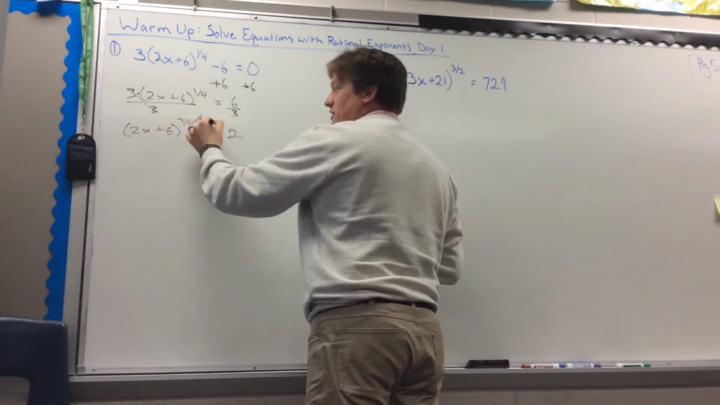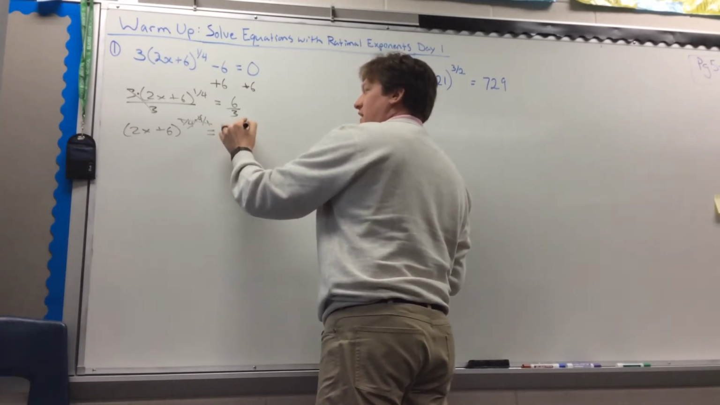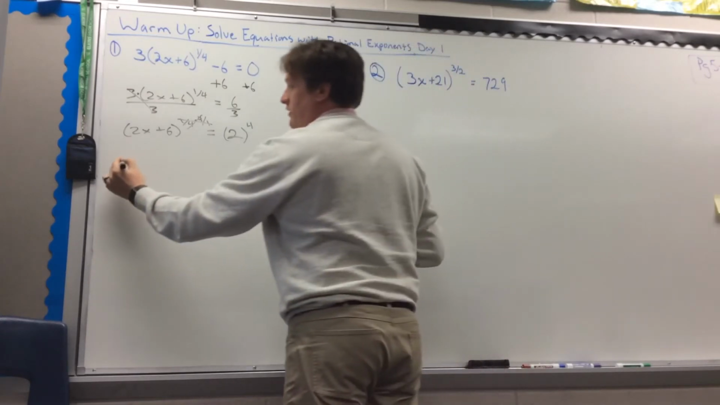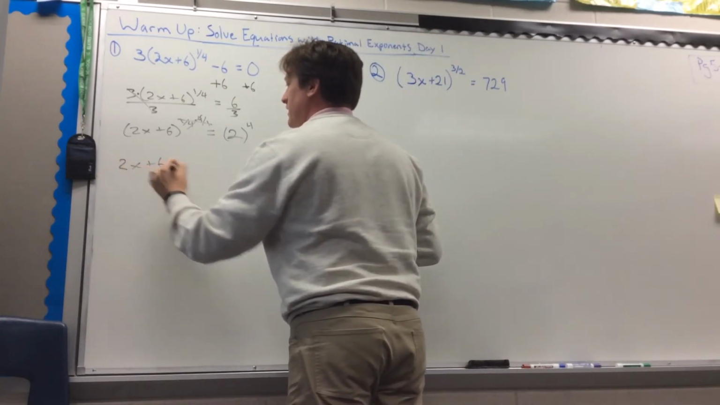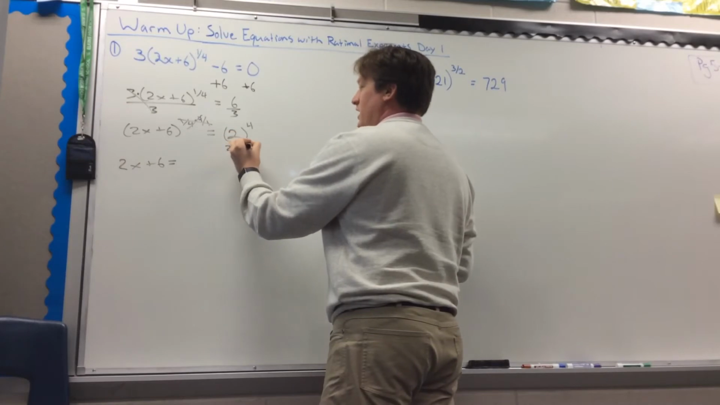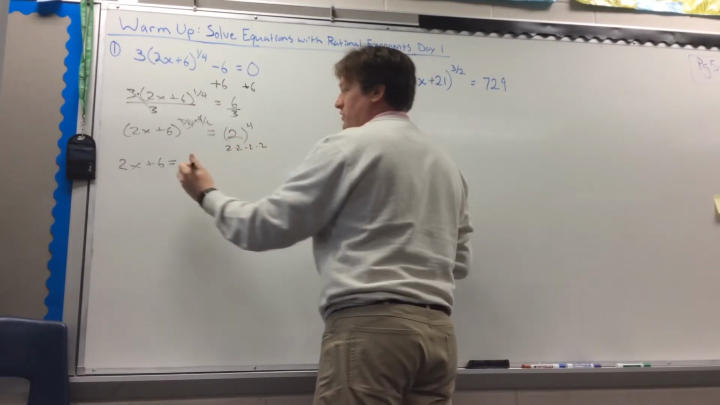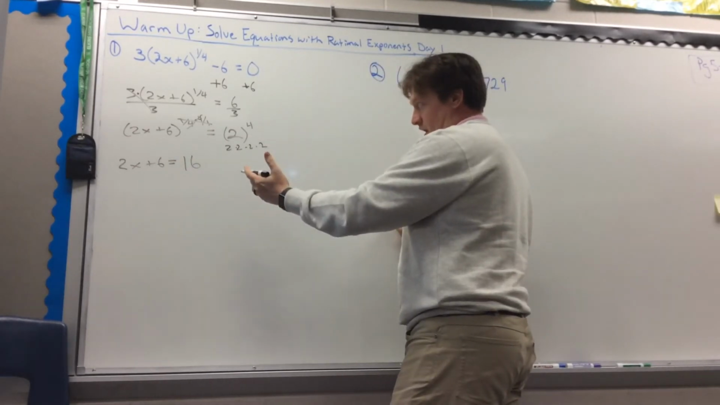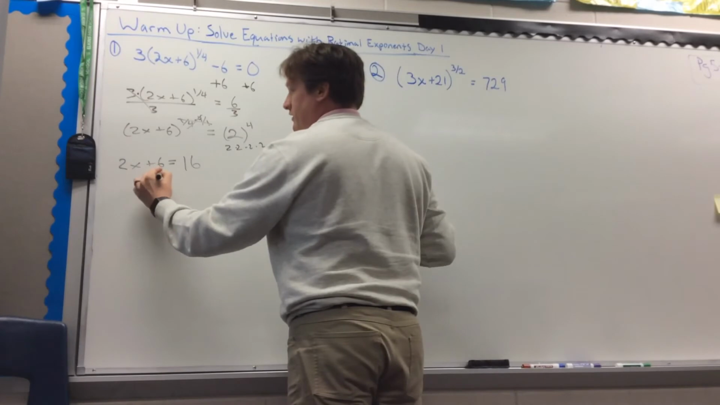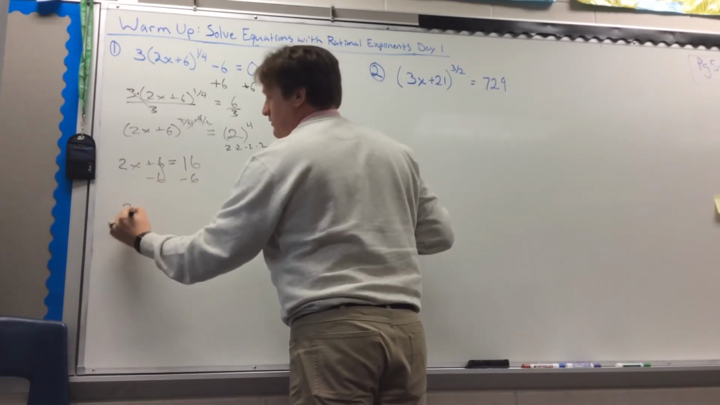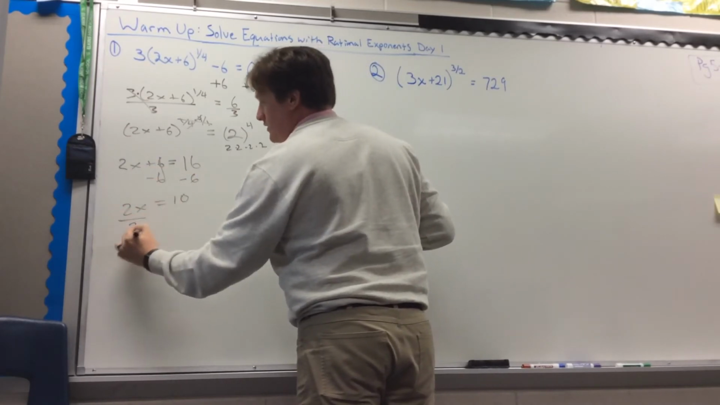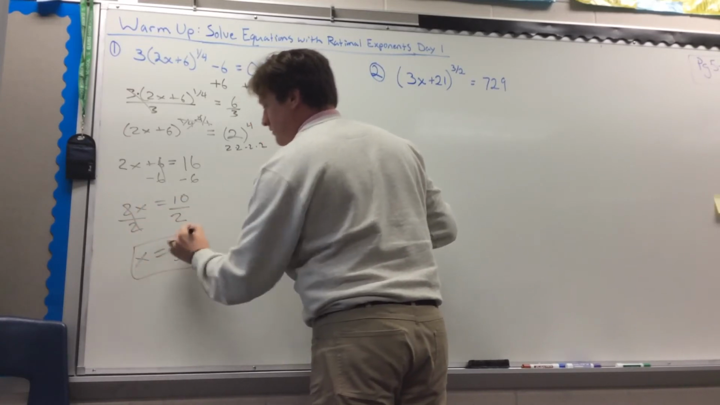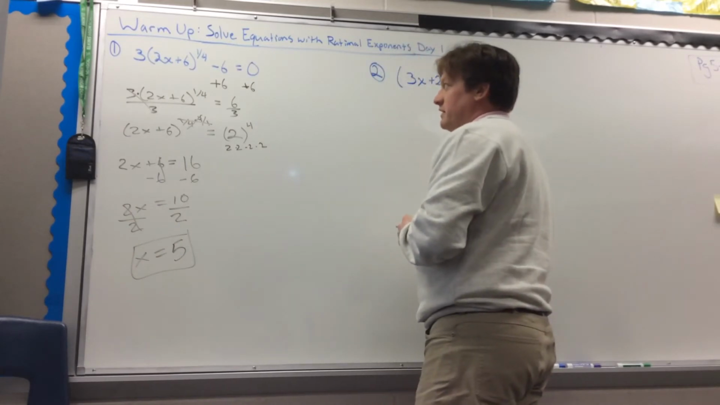So what I do to the left side, I must also do to the right side, so I'm raising it to the 4th power. That leaves us with 2x plus 6 is equal to 2 times 2 times 2 times 2, 4 times 4, 16. So that leaves us with a two-step equation to solve right there. You're going to subtract 6. You have 2x is equal to 10, divide by 2, and you have x is equal to 5. Should come out quite nice. That takes care of that question.